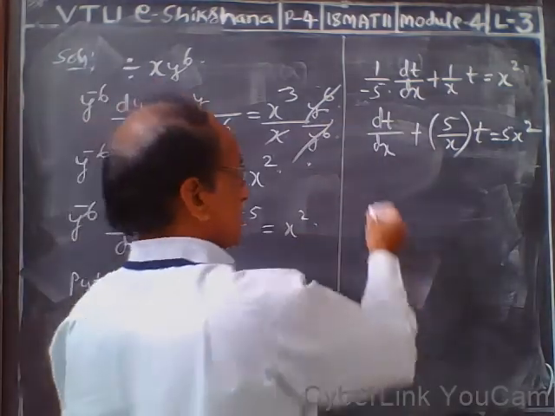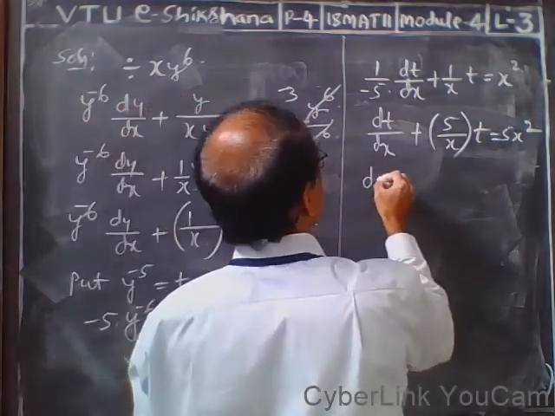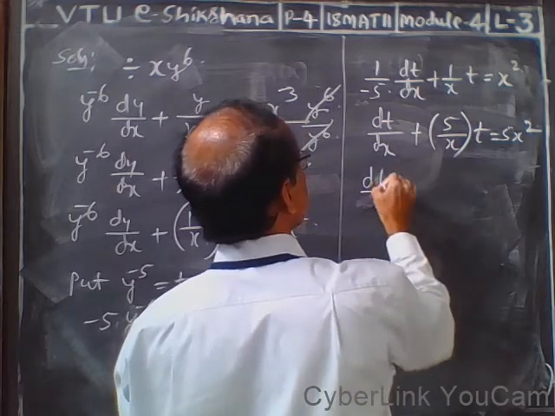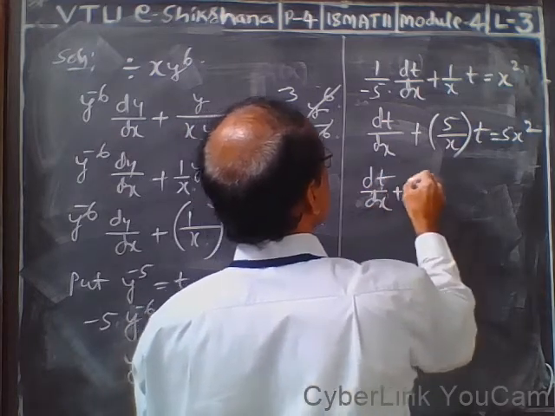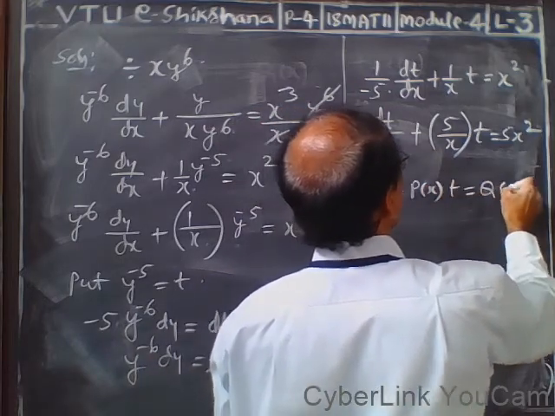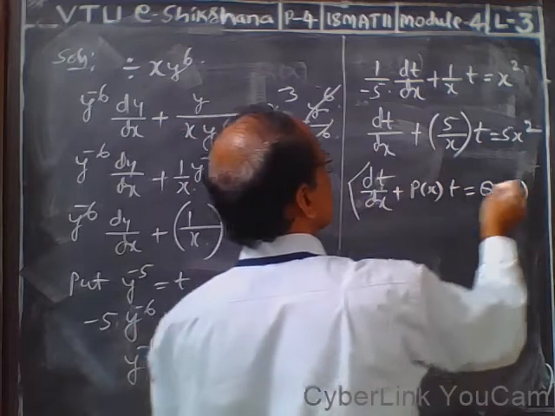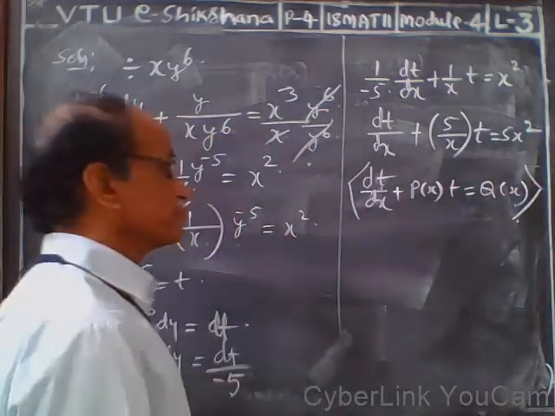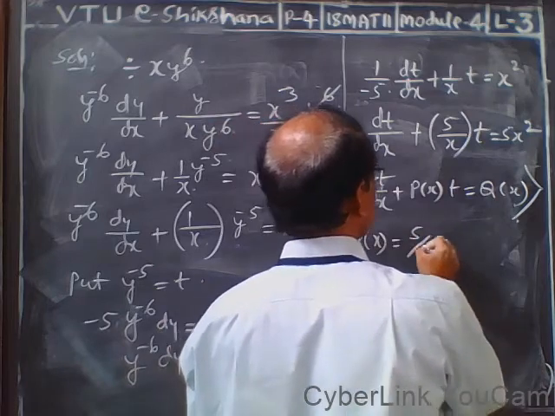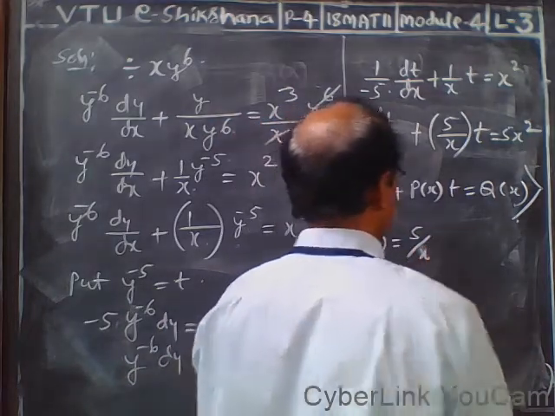So this is exactly dy by dx, otherwise dt by dx plus p of x into t is equal to q of x. This is the standard form. Here p of x we can consider as 5 by x.